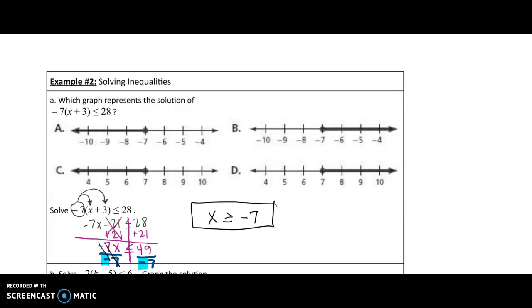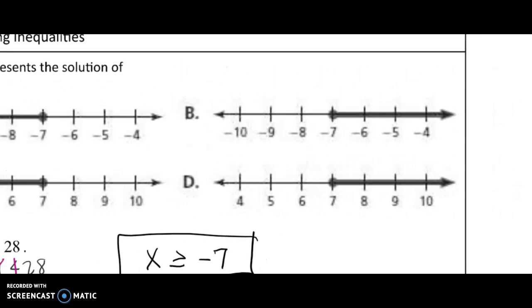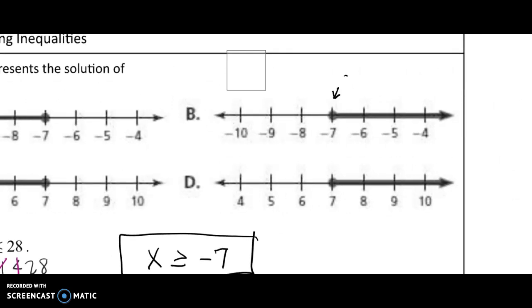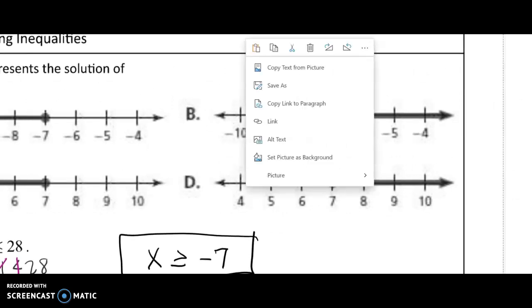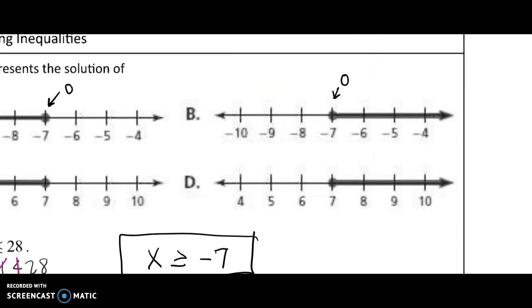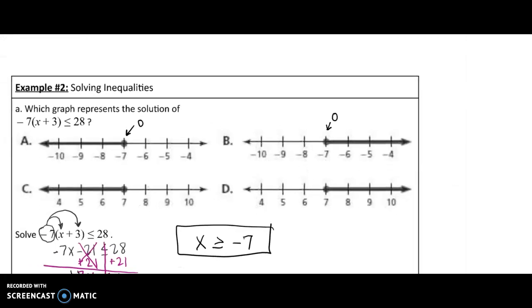So we know that the line or the dot needs to be filled in, and it's kind of hard to tell on here, but this is an open circle, and this is also an open circle, if that kind of helps. So we want a closed circle, so right away we know that B and A are not it. And then we know that it's greater than or equal to negative 7, so that means I need to go to the right. So D is my answer.